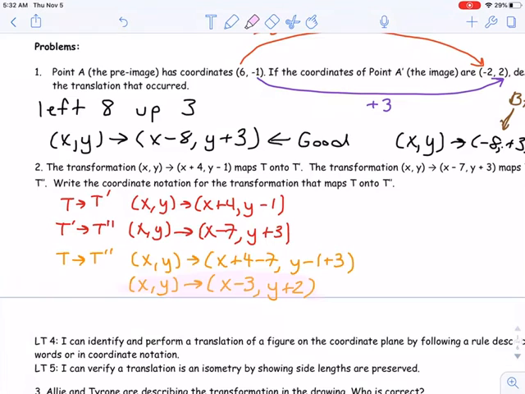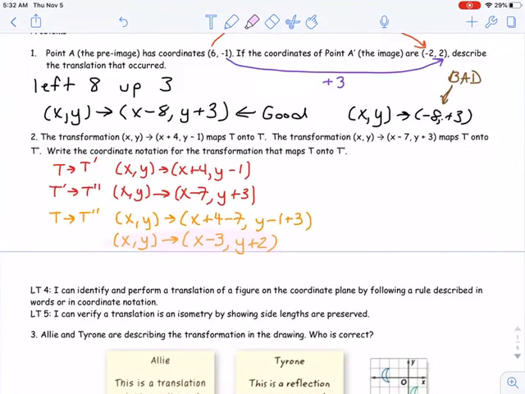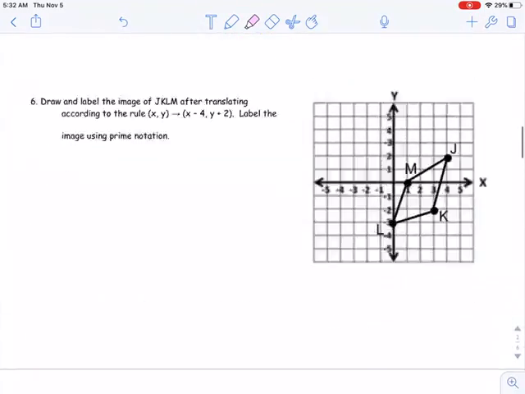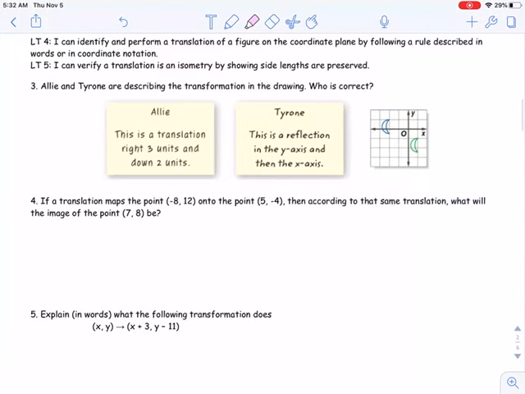Alright, so instead of going 4 to the right and then 7 to the left, I can just go 3 to the left immediately. Instead of going 1 down and then 3 up, I can just go 2 up immediately. Okay? So let's knock out this next page and then we'll call it a video.